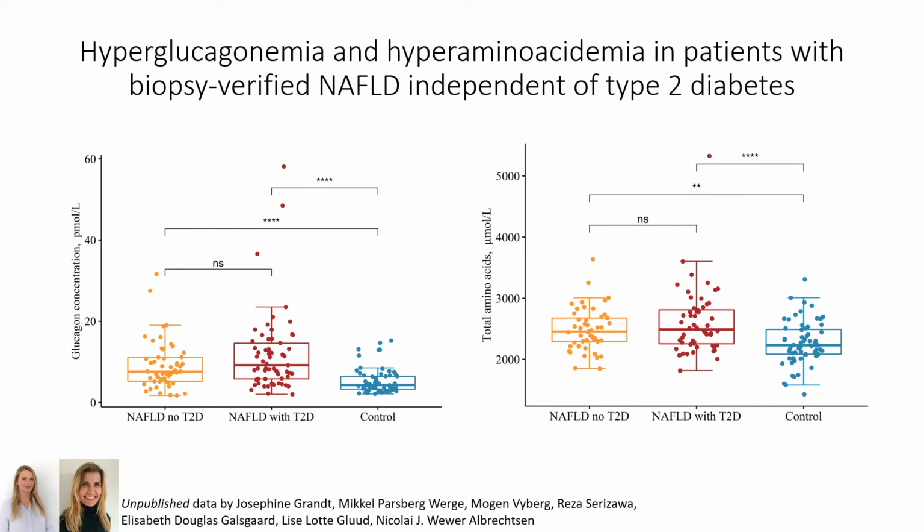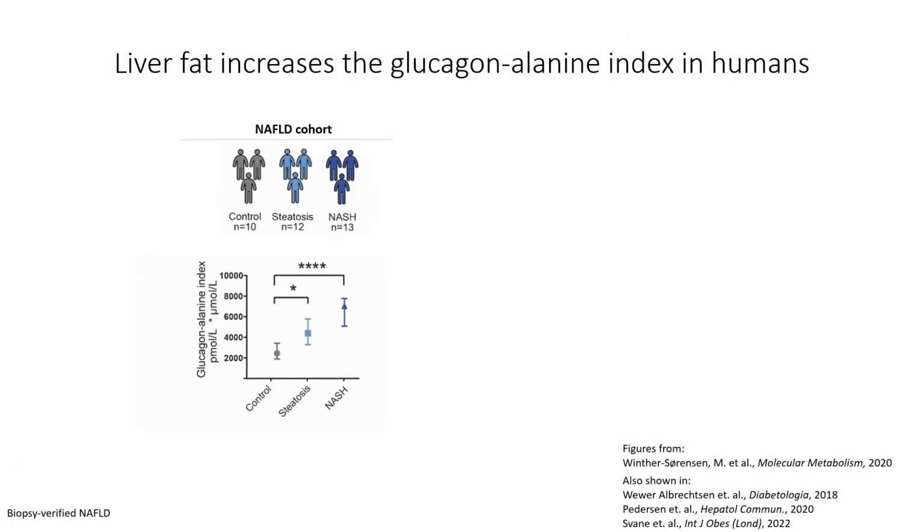So this is by Josefine and Liselotte from Hvidovre Hospital, who found elevated plasma levels of glucagon as well as total amino acids in patients with biopsy-verified NAFLD, independently of whether they have type 2 diabetes or not. So here they measured total amino acid levels, but what we have seen in other human and also animal studies is that particularly alanine seems to be important for the liver alpha cell axis. And therefore, the glucagon-alanine index has been proposed as a biomarker for glucagon resistance.